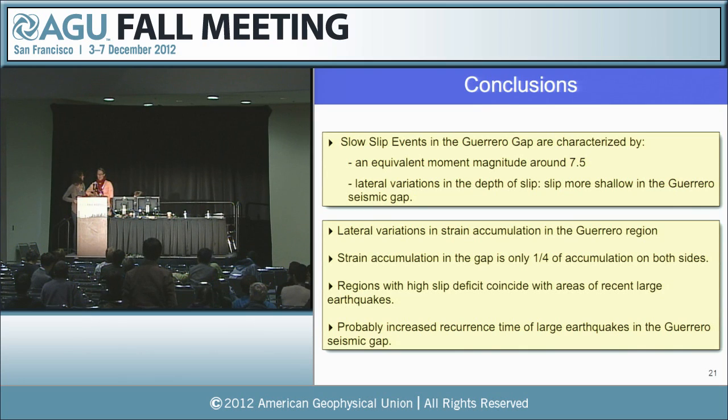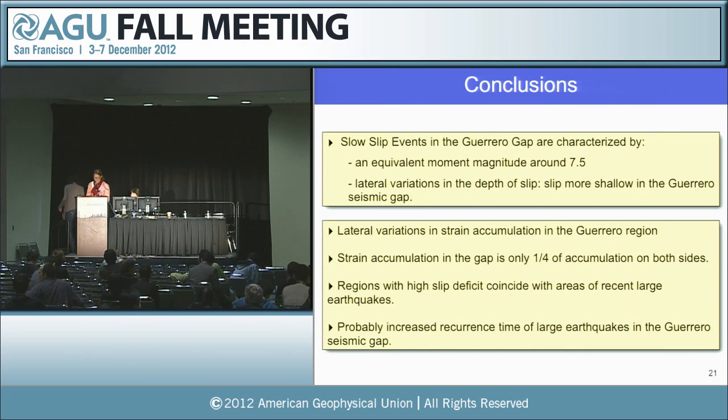Non-volcanic tremor. Oh, yes. The non-volcanic tremors in this region are not located in the same region as the slow slip, but further north. So it seems that the northern limit of the slow slip is where we observe tremors.